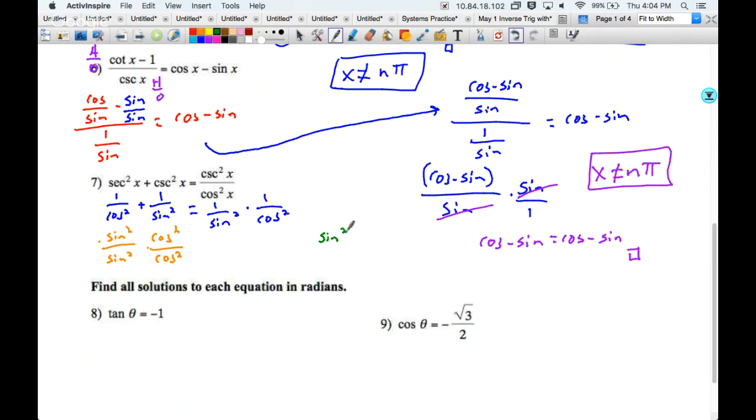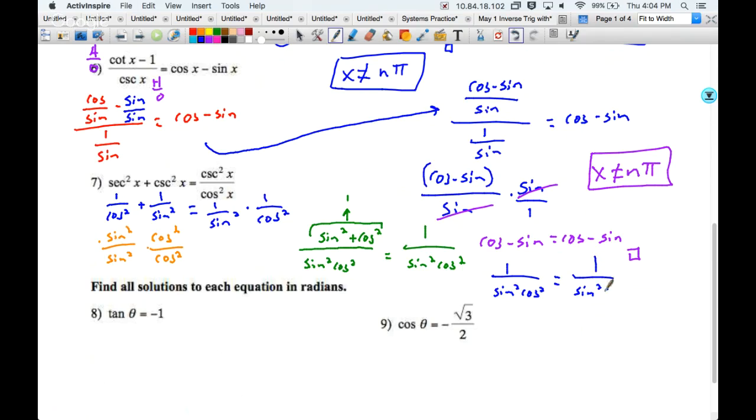I'm going to have sine squared over sine squared cosine squared plus, running out of space, so I'm just going to combine the common denominators and put that plus cosine squared up top right now, equals 1 over sine squared cosine squared. And then this right here by the Pythagorean identity becomes equal to 1. So the final expression here is 1 over sine squared cosine squared equals 1 over sine squared cosine squared.